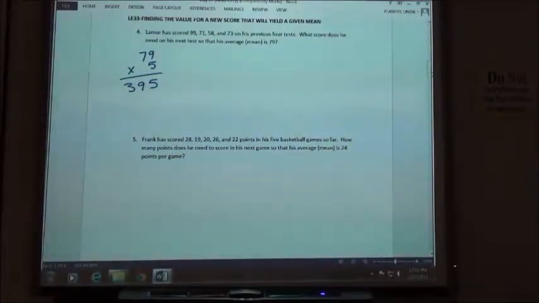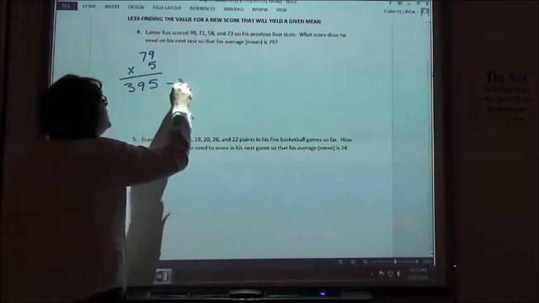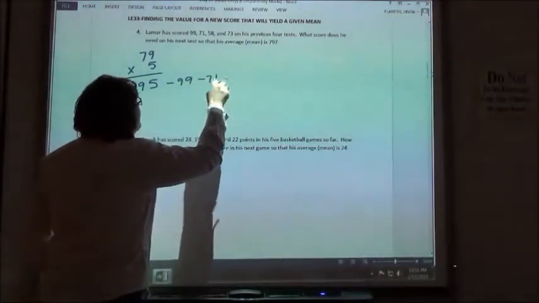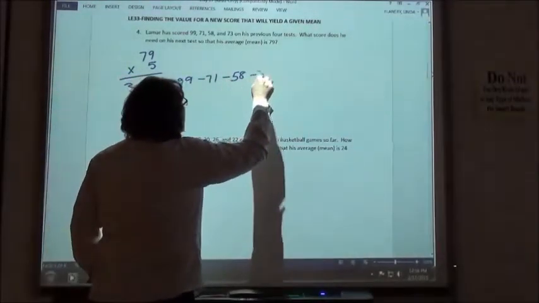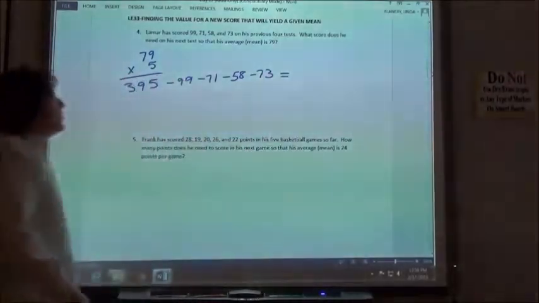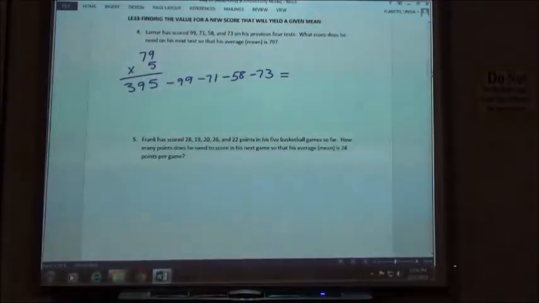We already know some of them he got. On ALEKS, they make you add them up first, but if you're using your calculator, you might as well just say minus 99, minus 71, minus 58, and minus 73. Those are the scores he actually got.